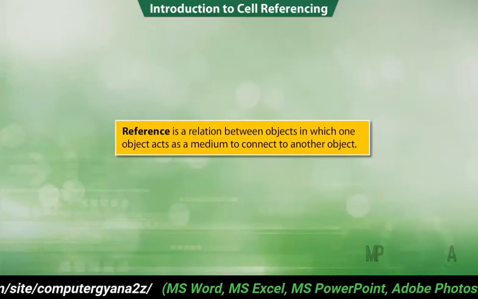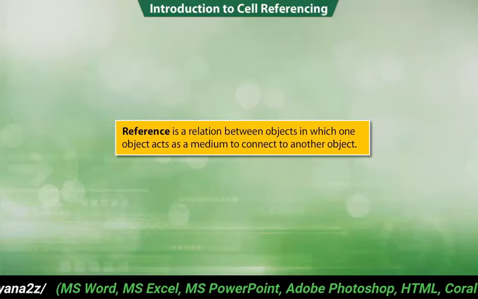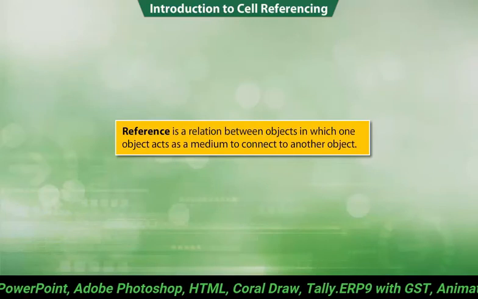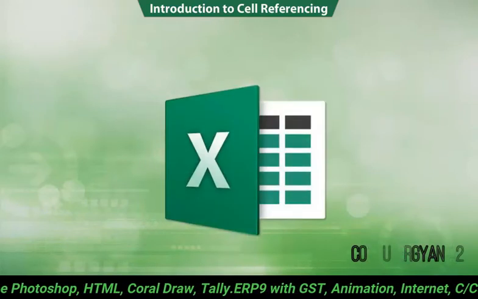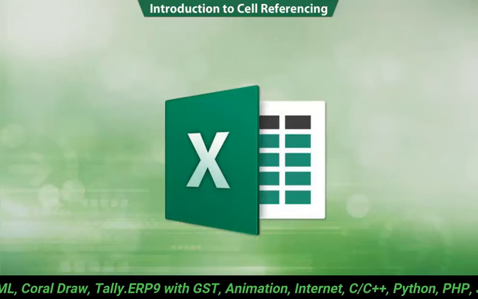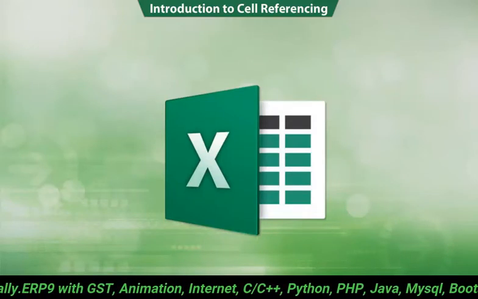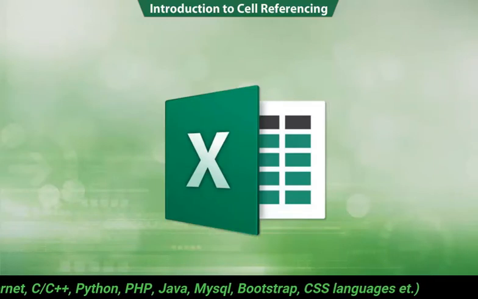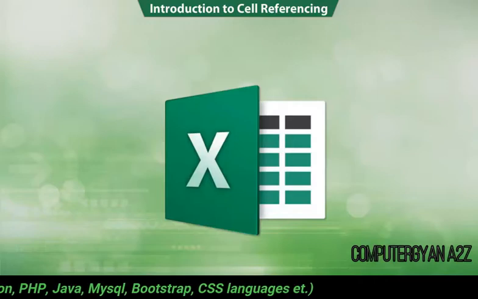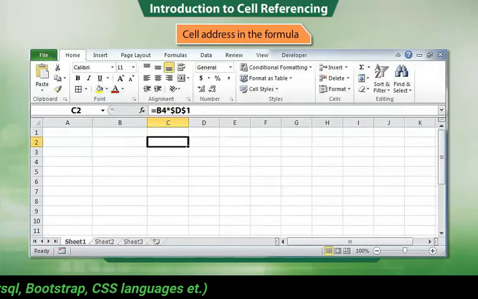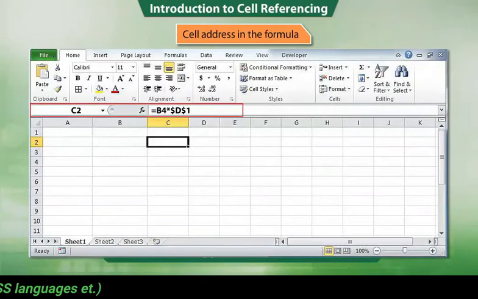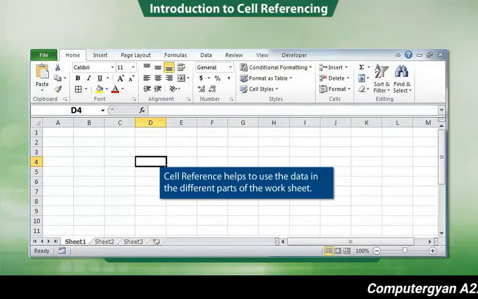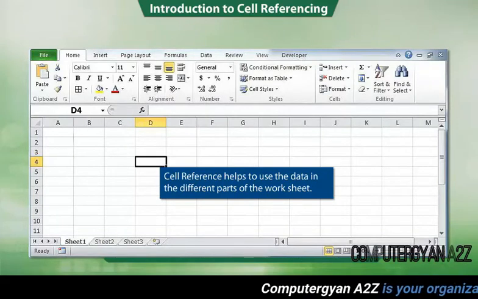In general, reference is a relation between objects in which one object acts as a medium to connect to another object. Microsoft Excel is equipped with a feature called cell referencing, which assists you to refer a formula in a cell and use it to get the same results in the desired cell. Cell reference in Microsoft Excel is nothing but the cell address in the formula. It helps us to use the data in the different parts of the worksheet.